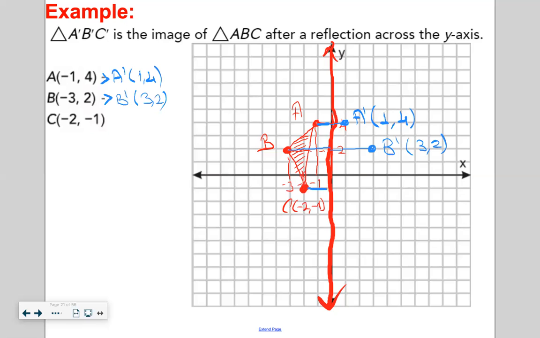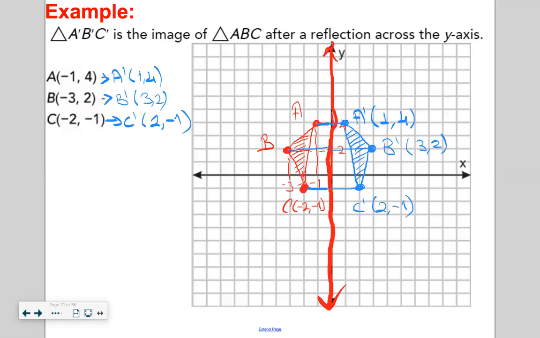And the last one is C. Point C, original point, is 2 units far away from the line of the reflection, and the image is going to be in the opposite direction, 2 units far away from the line of the reflection as well. 1, 2. So this is C prime, 2 comma negative 1. We found image points. If you connect them, you will get the image figure.